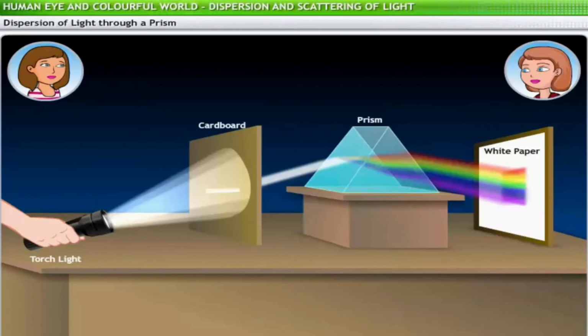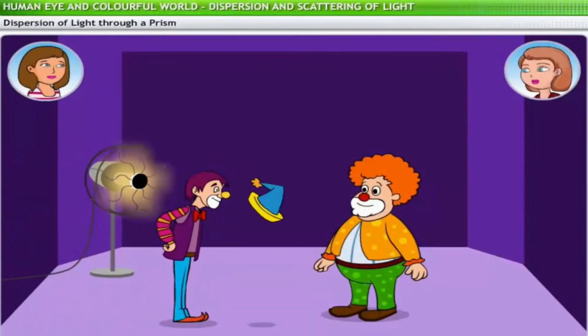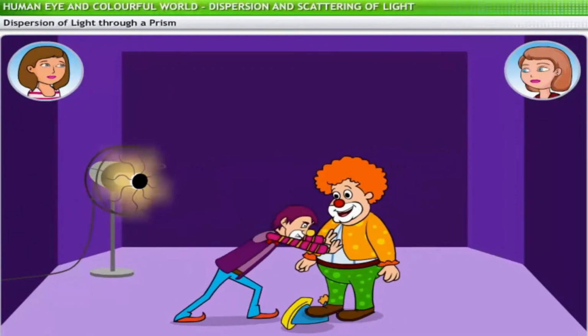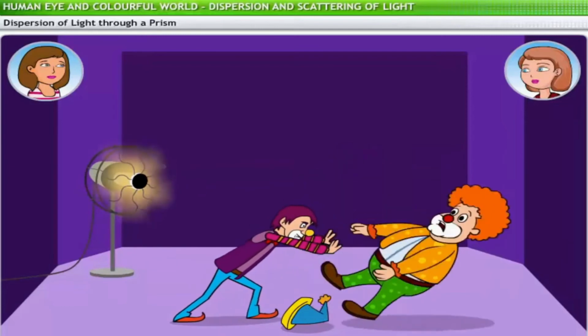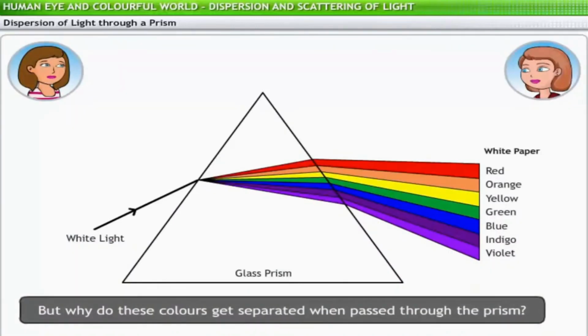So, it does. Auditorium stages are also fitted with hidden rotating prisms that give exciting visual effects to support the performances on the stage. In stage lighting, several light beams are passed through rotating prisms to create spectacular effects. But why do these colors get separated when passed through the prism?